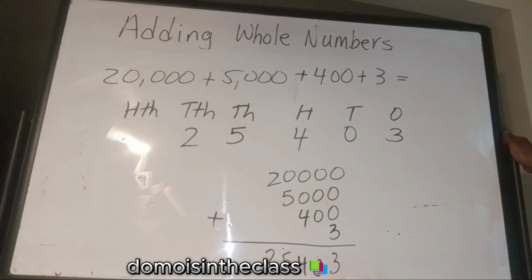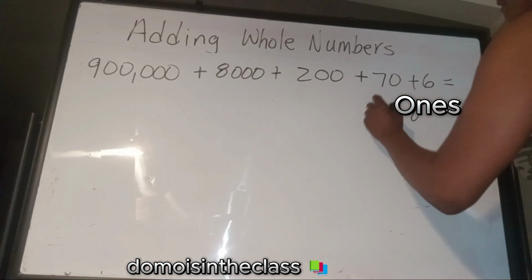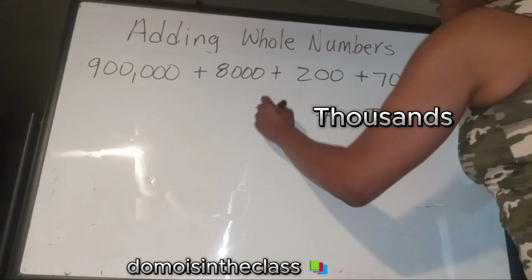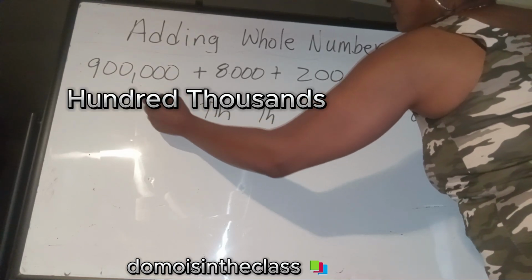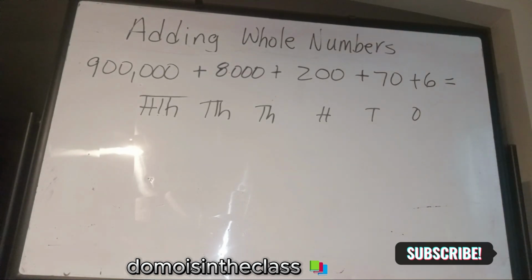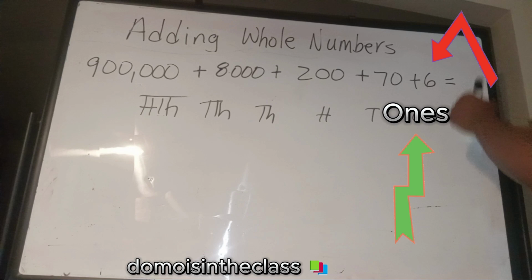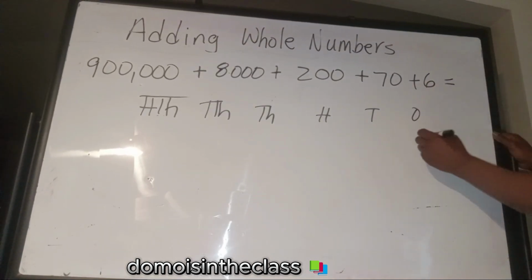25,403. So moving on, we got 900,000 plus 8,000 plus 200 plus 70 plus 6. We got our ones, our tens, our hundreds, our thousands, our 10,000s, and our 100,000s. All right. And so we're going to start from the ones. I like to do the ones. What do we have in our ones? We have 6. All right.